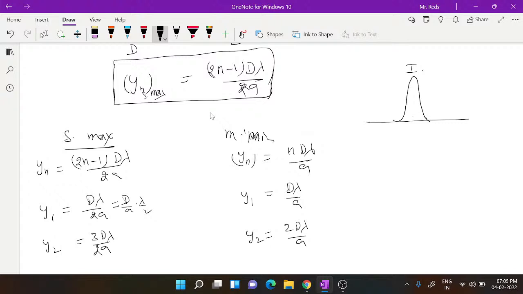Then it decreases and becomes a minima. Then again a secondary maxima will come on both sides, and again minima will come. After this minima, the next secondary maxima will come. So these secondary maxima intensities decrease gradually. Here this will be the width of the primary maximum, which is equal to 2 times y1, as already expressed. So this is how it looks.